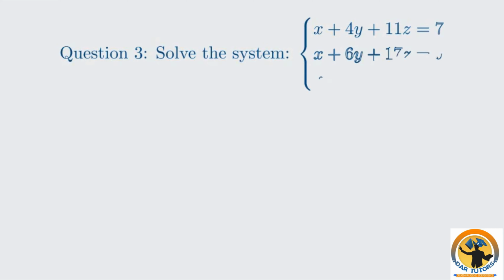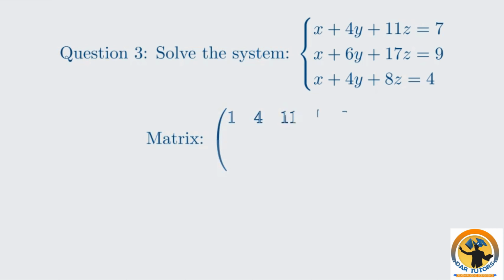The system is x plus 4y plus 11z equals 7, x plus 6y plus 17z equals 9, and x plus 4y plus 8z equals 4. The augmented matrix is 1, 4, 11, 7 in the first row, 1, 6, 17, 9 in the second, and 1, 4, 8, 4 in the third.